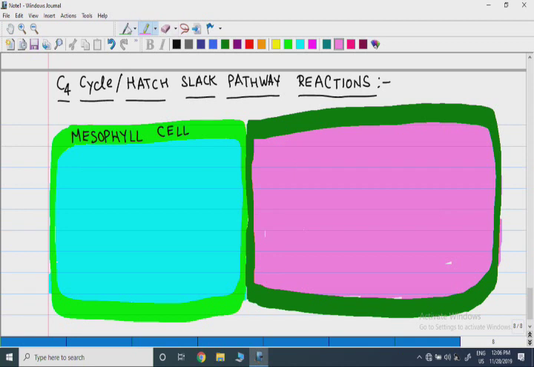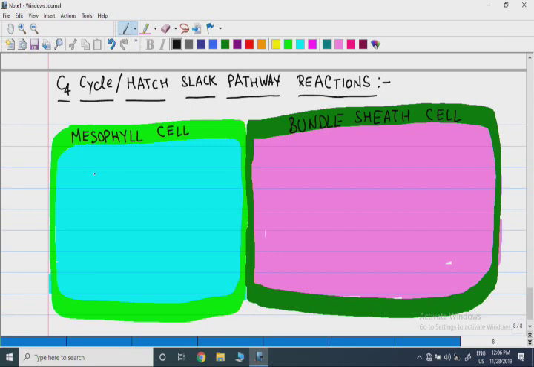Right. Now we can begin what we wanted to do originally. This is a bundle sheath cell. Very few reactions are taking place in the bundle sheath cell. Basically, what I have to write is going to be very short. Otherwise, the whole C3 cycle is happening here only.